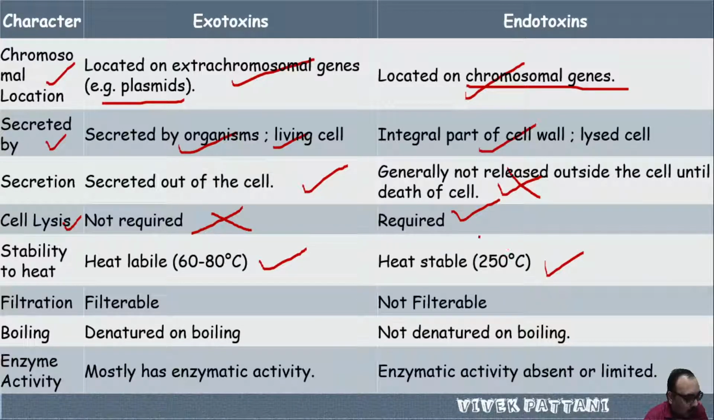Okay, and the exotoxins are basically filterable. Why? Because they are very small in size as compared to the endotoxins, whereas endotoxins are not filterable. Why? Because they are an integral part of the cell wall. By boiling, exotoxins can be denatured because they are heat labile. Endotoxins cannot be denatured because they are not heat labile.